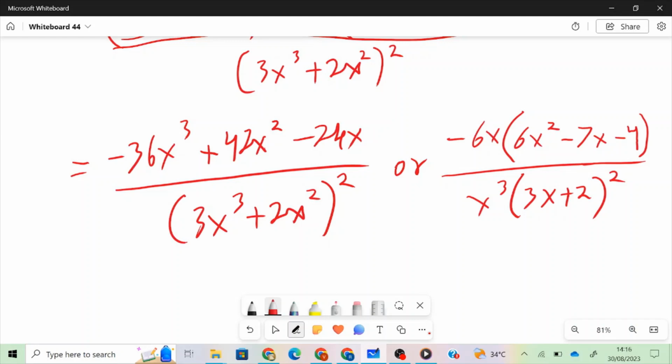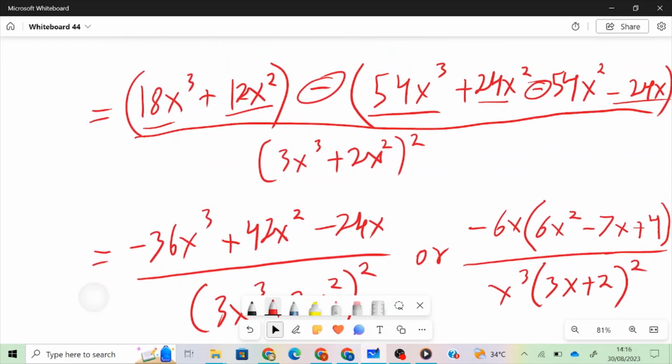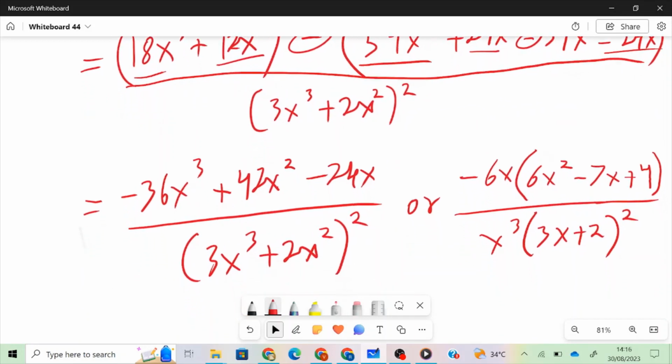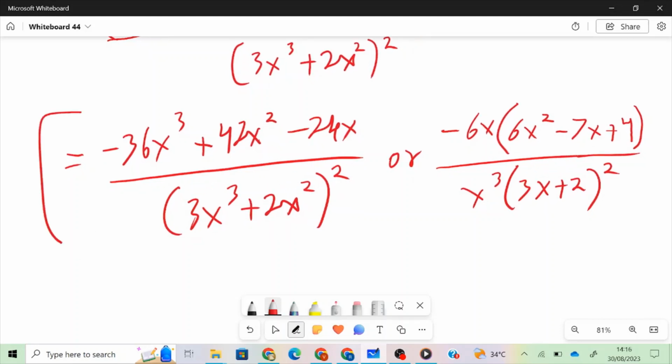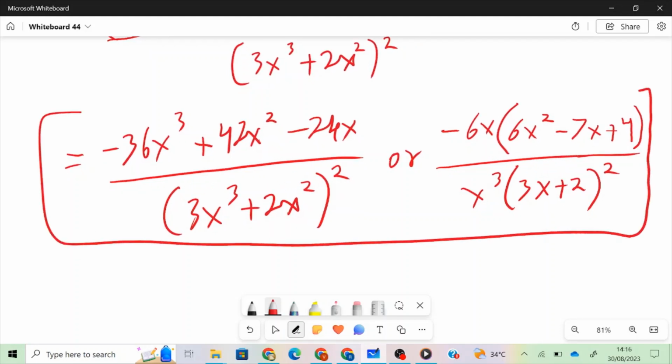Sorry, no, minus 4. I think it should be plus 4. Yeah, plus 4. So these two are the final answers for this particular example. Either of these two would be just fine.